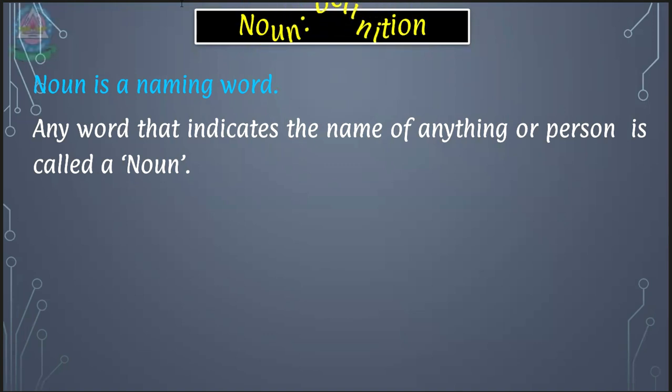As these topics are given in your syllabus, we are going through them. The first topic is the noun and its definition. You know, a noun is a naming word. Any word that indicates the name of anything or person is called a noun. It might be the name of a thing, a person, or any agent. Anything that has a name, which we indicate by a name, is actually a noun.